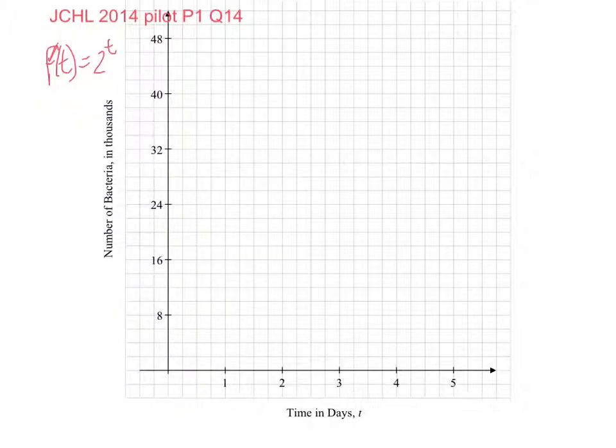So if we plot the points, 2 to the power of 0 is 1, 2 to the power of 1 is 2, 2 to the power of 2 is 4, 2 to the 3 is 8, 2 to the 4 is 16, 2 to the 5 is 32. And we can draw a curve that goes through those points.